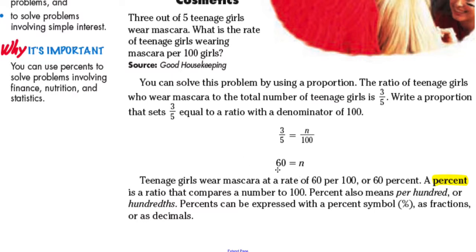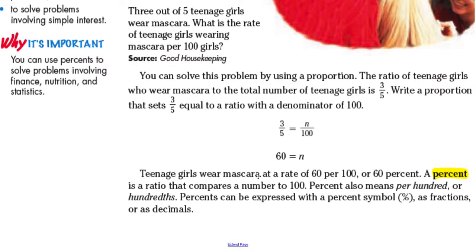A percent is a ratio that compares a number to 100. 60 percent also means 60 per 100. Percents can be expressed with a percent symbol, as fractions, or as decimals. In this case, 60 over 100 is the same as 60% or 0.60.